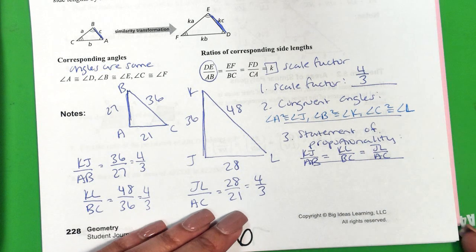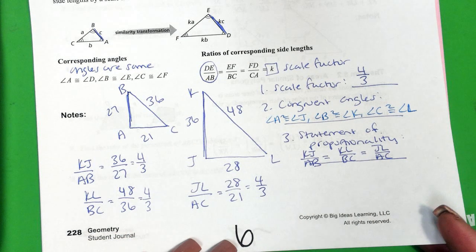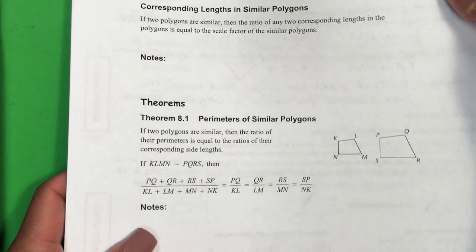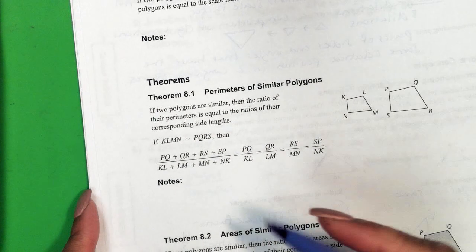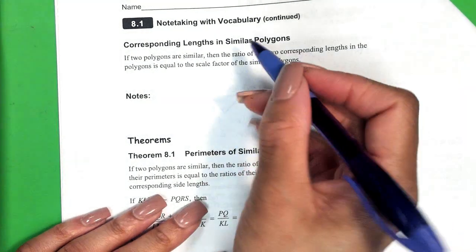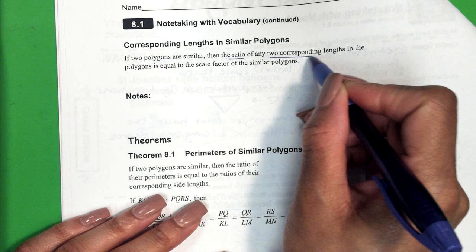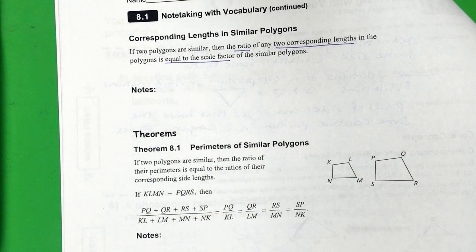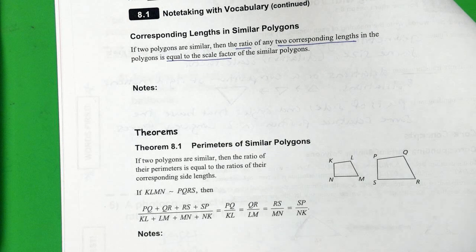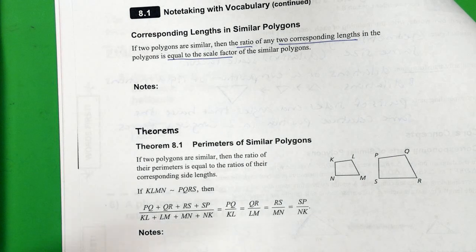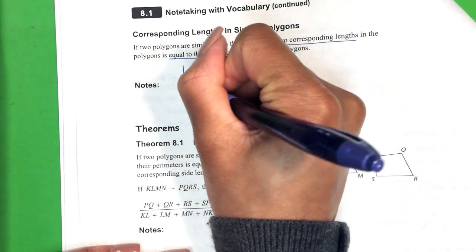Now you are more than welcome to pause at any moment if there is something that you did not get a chance to write. Okay, so I have corresponding lengths in similar polygons. And so if two polygons are similar, then the ratio of the two corresponding lengths is equal to the scale factor of the similar polygons. And so I'm going to demonstrate this by using a couple of examples. And this one I'm going to use where we solve for x.